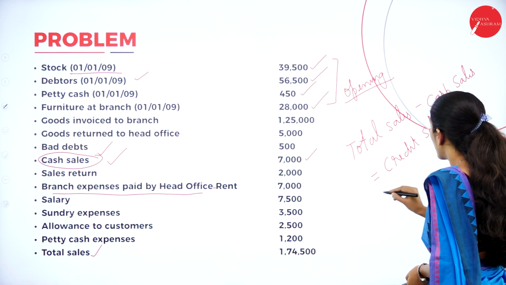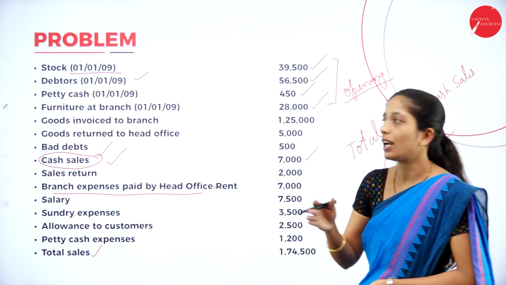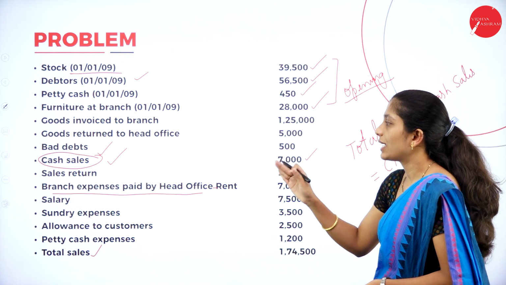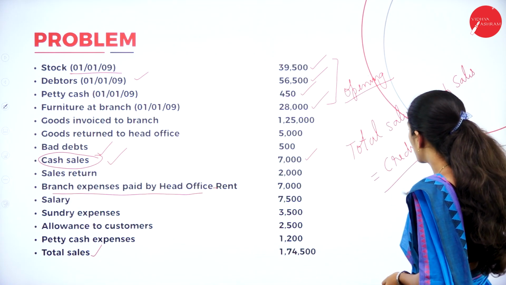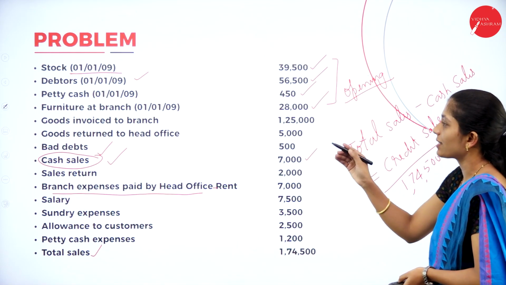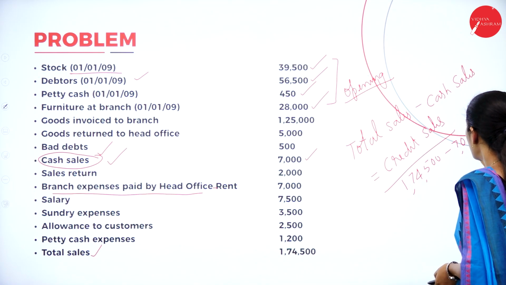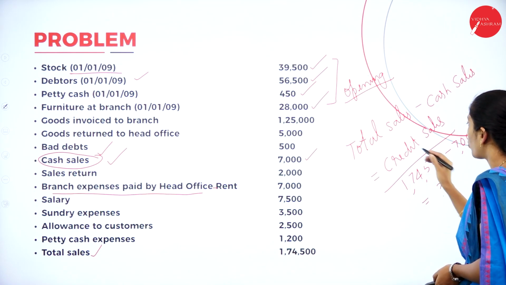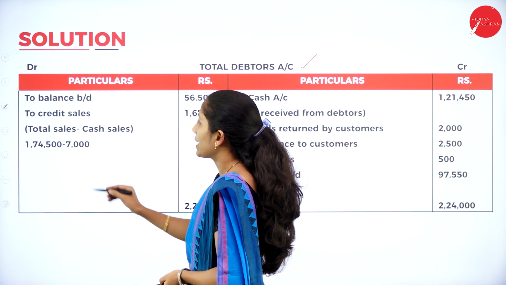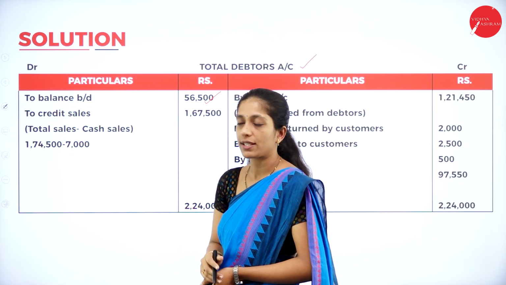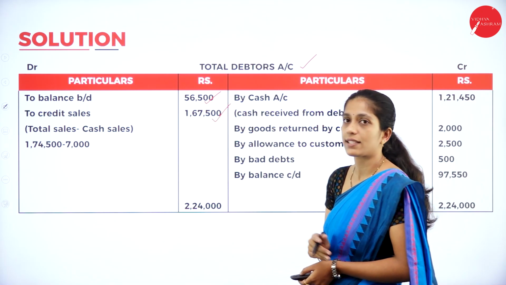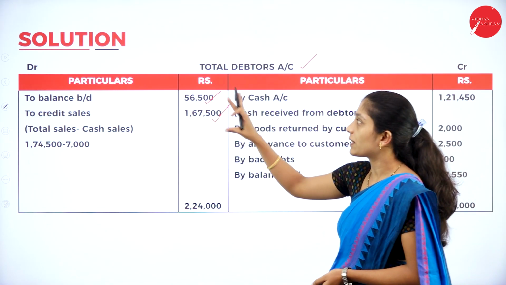So on the debit side, we have brought down the opening balance of debtors, and what you have to write is credit sales. So here we know our total sales, that is 1,74,500, minus the cash sales they have given, 7,000. So the difference will be what? That is credit sales. So record that. To credit sales, total sales minus cash sales. So you'll get 1,74,500 minus 7,000, you'll get 1,67,500. Hope you are clear with these two items.